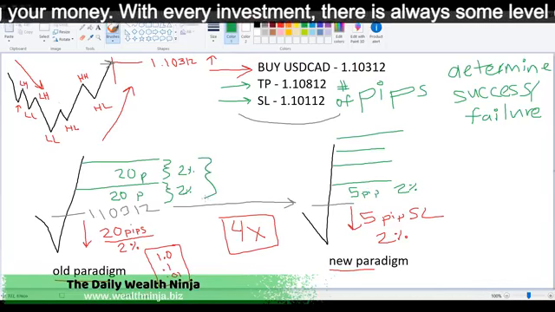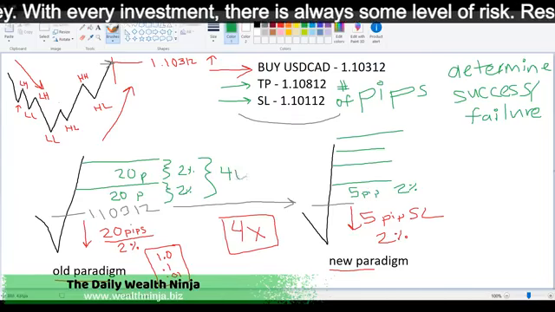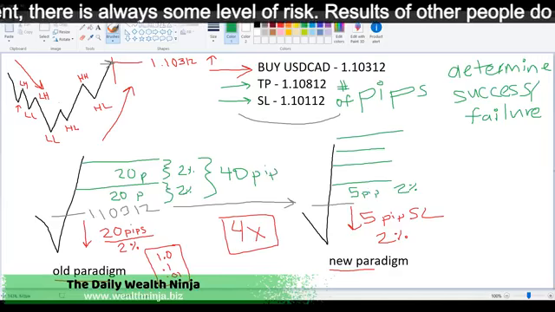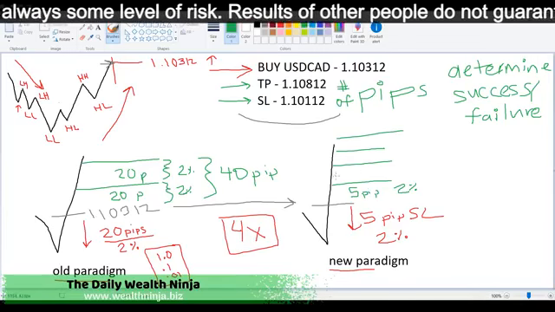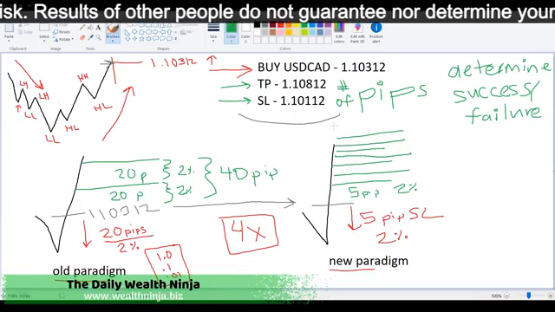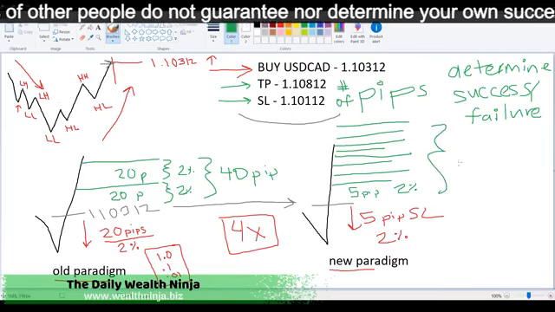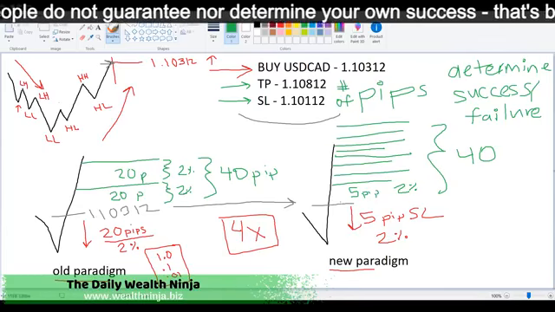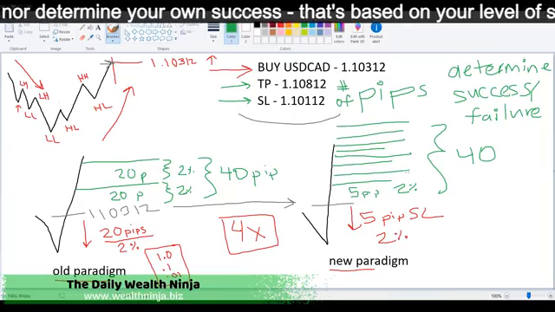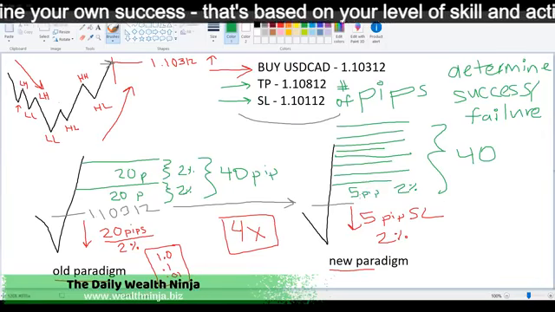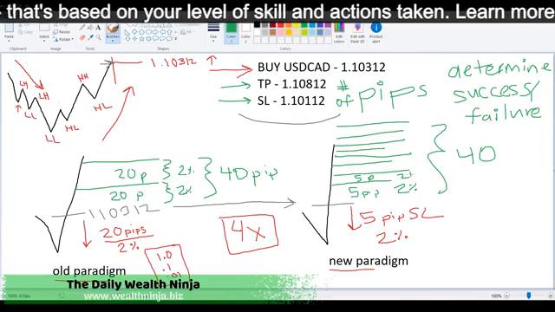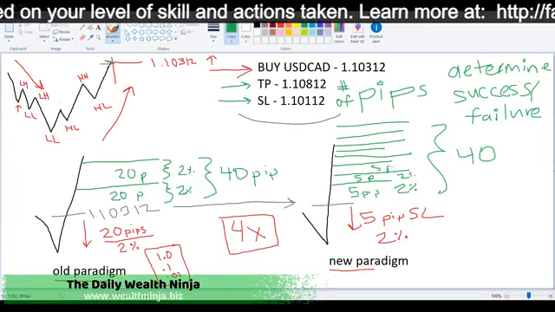So this is 40 pips. Let's say that this trade did 40 pips, okay? 5, 10, 15, 20, 25, 30, 35, 40. Okay, so to gain 2%, again, based off of the size of your trade, then you'd only need to gain 5 pips, and another 5 pips for another 2%, another 5 pips for another 2%.